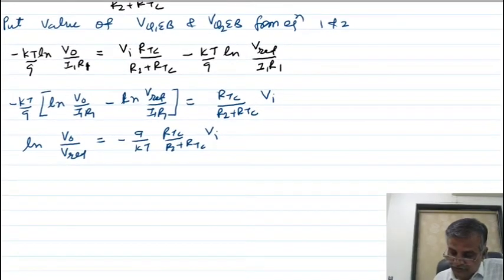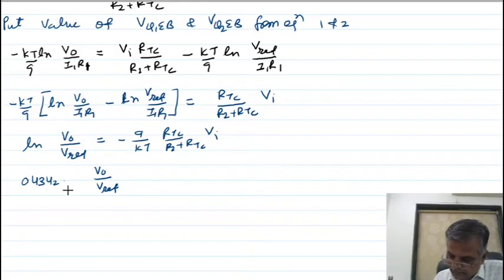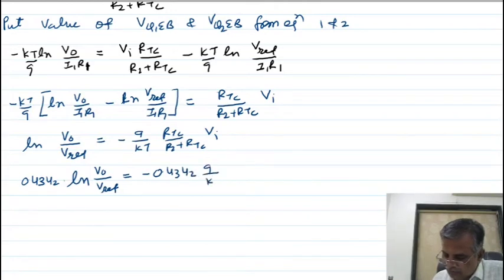Now you know this, to convert log base e into log base 10, 0.4342 log10 Vo by V reference. I have multiplied on both the sides 0.4342 by q into kT. This is RTC upon R2 plus RTC into Vi.